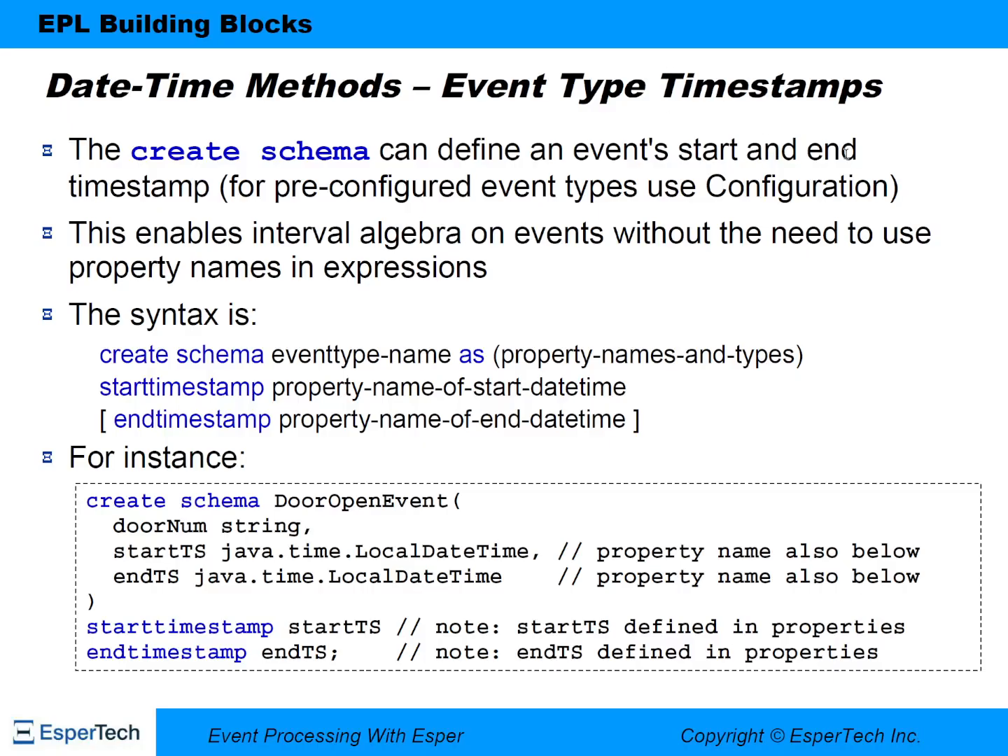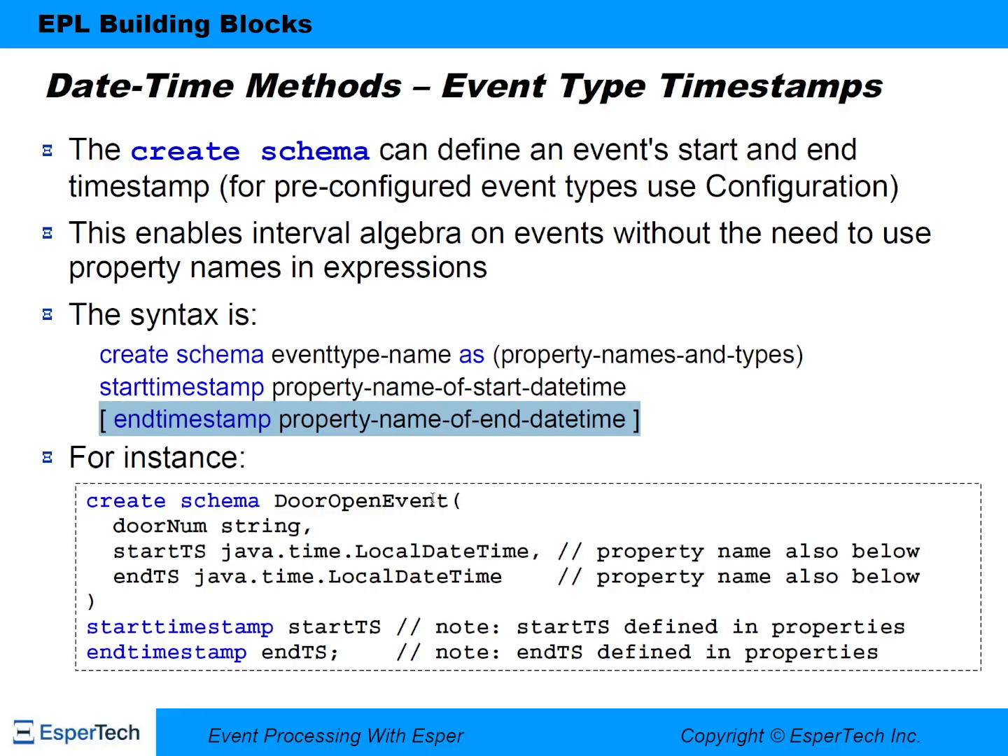The create schema can define an event start and end timestamp. For pre-configured event types, use configuration. This enables interval algebra on events without the need to use property names in expressions. The syntax is: create schema event type name as parenthesis property names and types, start timestamp property name of start datetime, optionally, end timestamp property name of end datetime.